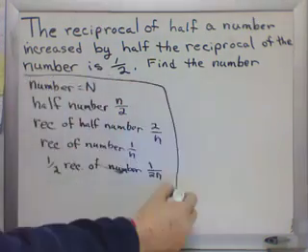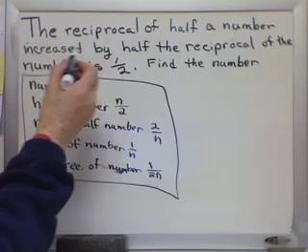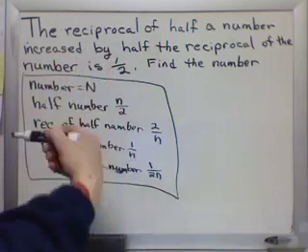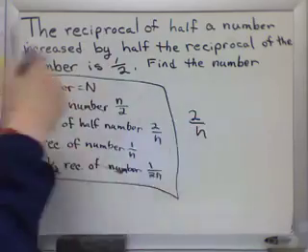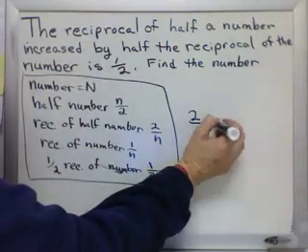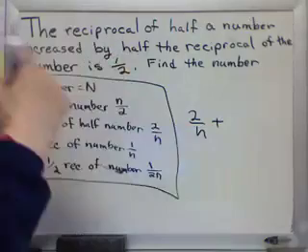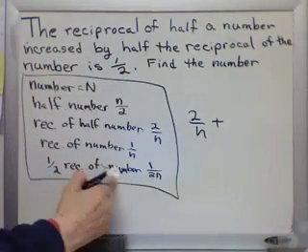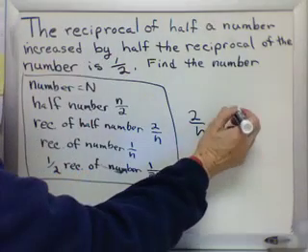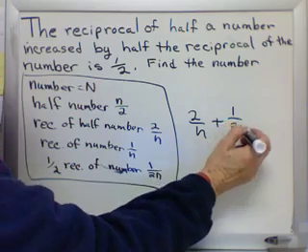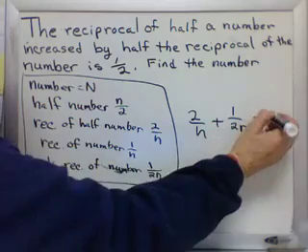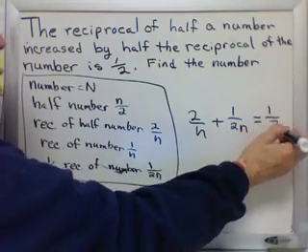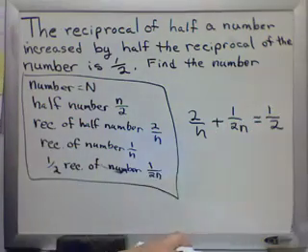What ones are they using for the equation? All right, the reciprocal of half a number. Okay, 2 over n. Increased by, well, that means add, half the reciprocal of the number. That's down here, 1 over 2n. And it equals, or is, 1/2. So now, all you have to do is solve that.